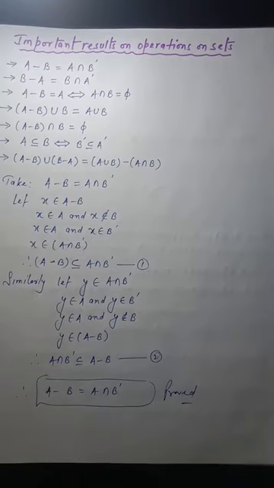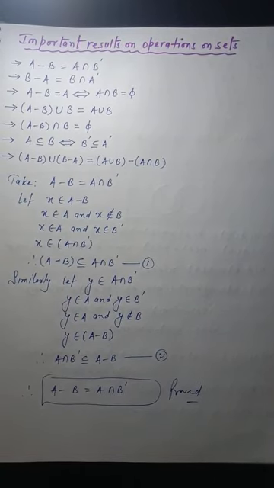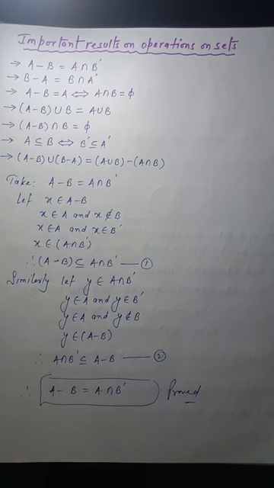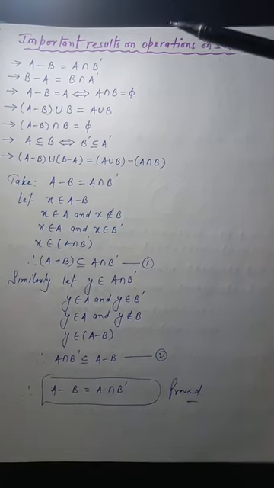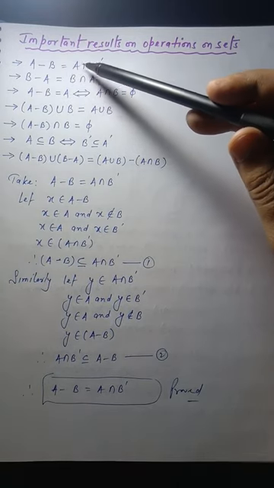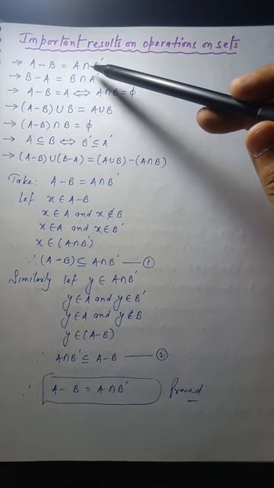Now here there are some important results based on operations on sets. Please remember there are a lot of results based on these theorems actually. So instead of remembering, you must understand it. Like the first result: when there are two sets A and B, then A minus B can be written as A intersection B dash. So both are correct, but how?